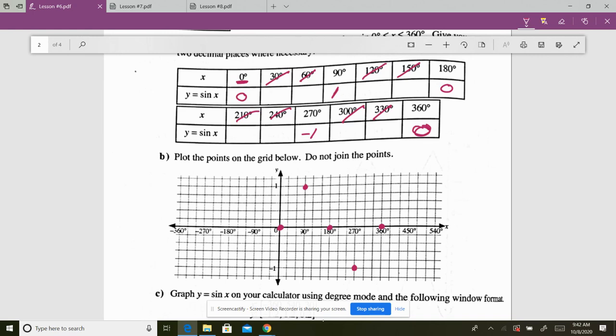And if you connect those points, even though they say do not join the points, we're going to cross that out with a smooth curve. You get the sine graph.